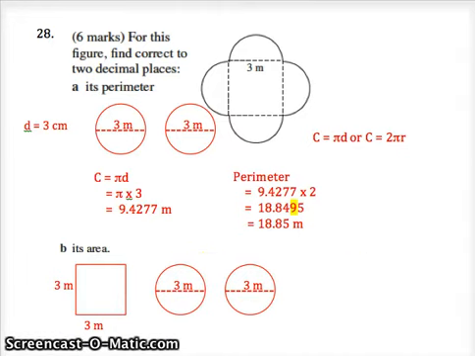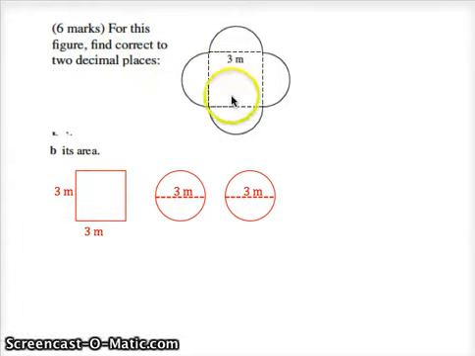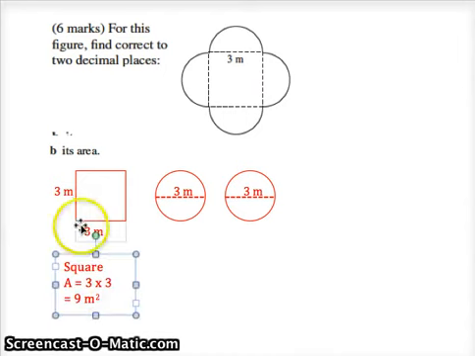Now I'm going to move this screen down so that we've got a bit more room to work. So I've just drawn the shape here again. So again, we've got the square and the 2 circles. Right, let's start with the area of the square. Now we know that's fairly straightforward. The area of a square is 3 times 3, which is 9 meters squared.